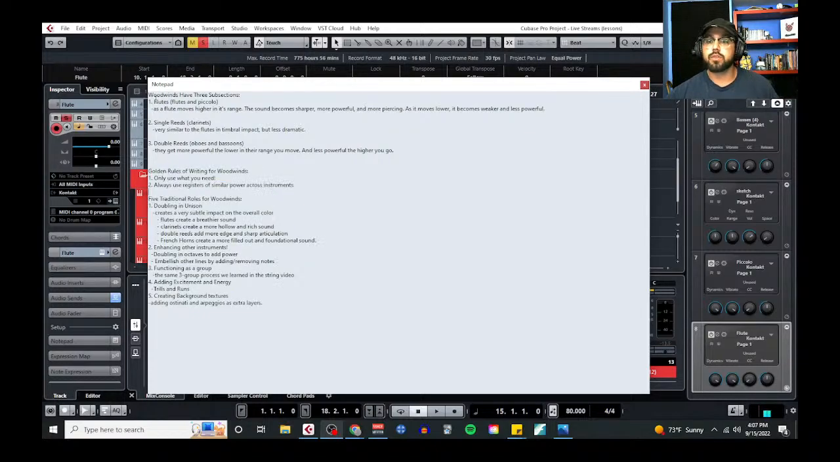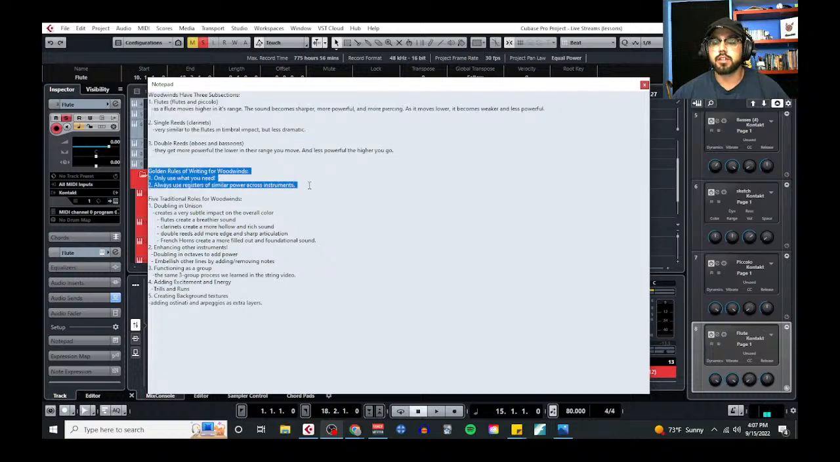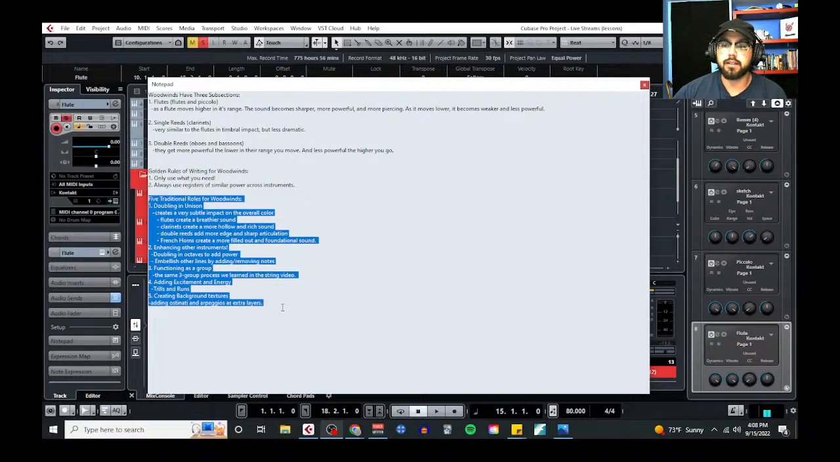But yeah, so these three things to keep in mind. The first one is the three subsections of the woodwinds and their tendencies. The second one is the two golden rules of writing for woodwinds. Above all, these are the most important things to keep in mind. And then finally, the five traditional rules. This is the most useful information, I think.